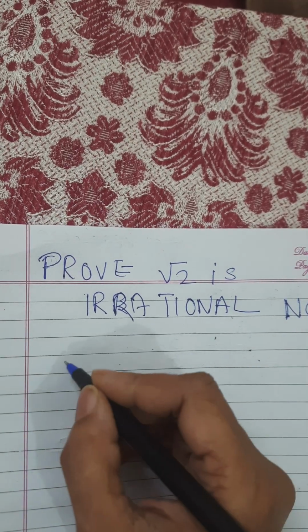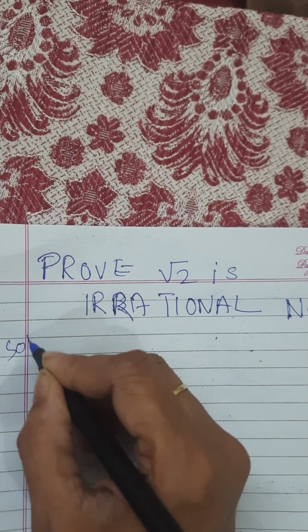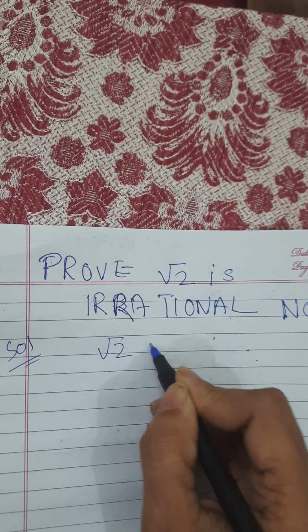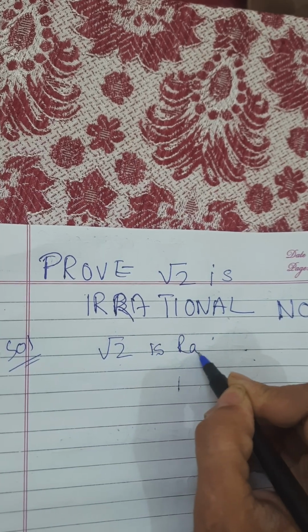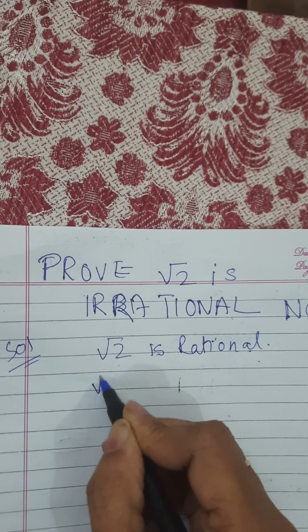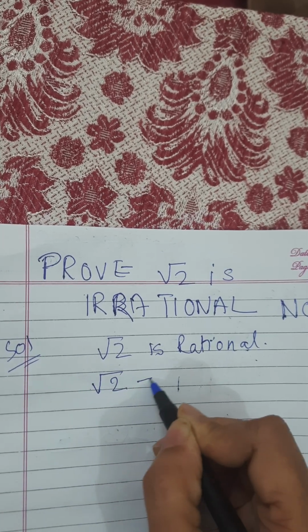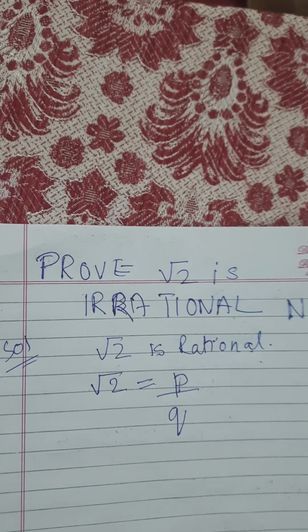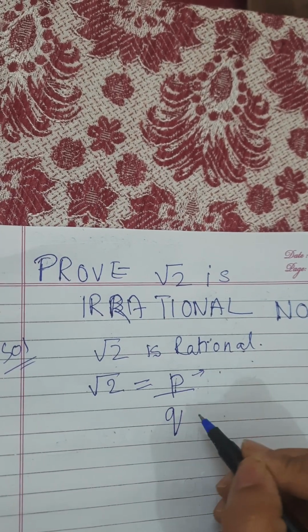So we'll say I assume root 2 is rational. Okay, when I say root 2 is rational, what does it mean? I say root 2 can be represented by p by q. Okay, these are two numbers.